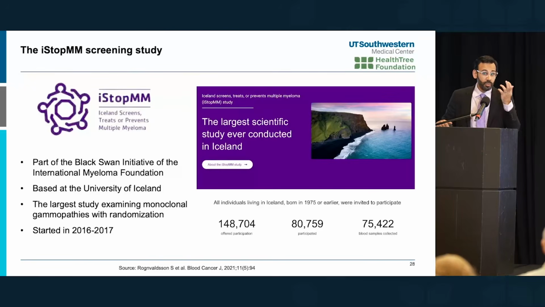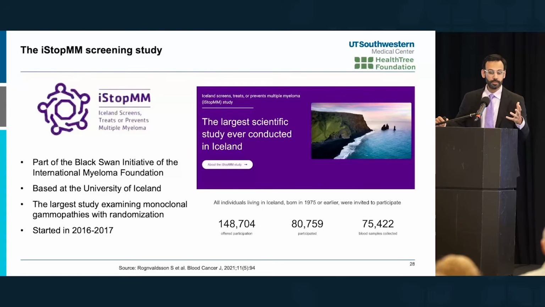And that was really the best study we had until this one, which was the iStopMM study, which stands for Iceland Screens, Treats, or Prevents Multiple Myeloma, which is to date the largest population-based trial within monoclonal gammopathies. So Iceland, small country, roughly population of 400,000. And they approached patients above the age of 40 for this. This is a study based out of the University of Iceland as part of the IMF's Black Swan Initiative. They offered participation to roughly 150,000 people, 81,000 consented, and then 75,000 gave actual samples.